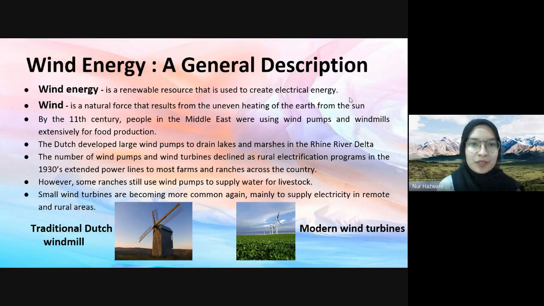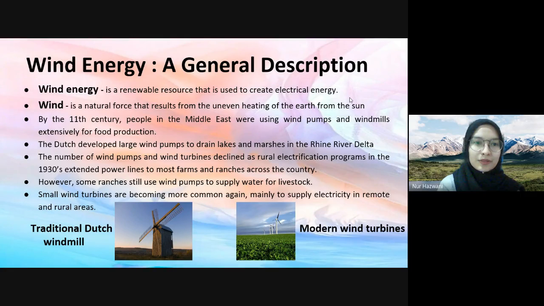Okay, thank you. So one of the renewable energies is wind energy. So what is wind energy? Wind energy is a renewable resource that is used to create electrical energy. Wind is a natural force that results from the uneven heating of the earth by the sun. By the 11th century, people in the Middle East were using windmills extensively for food production. The Dutch developed large wind pumps to drain lakes and marshes in the Rhine River Delta.